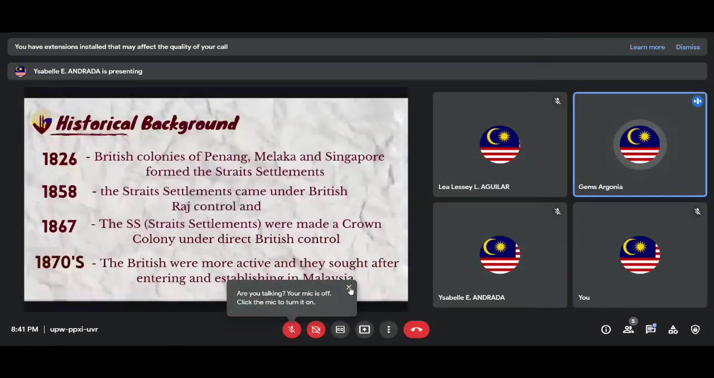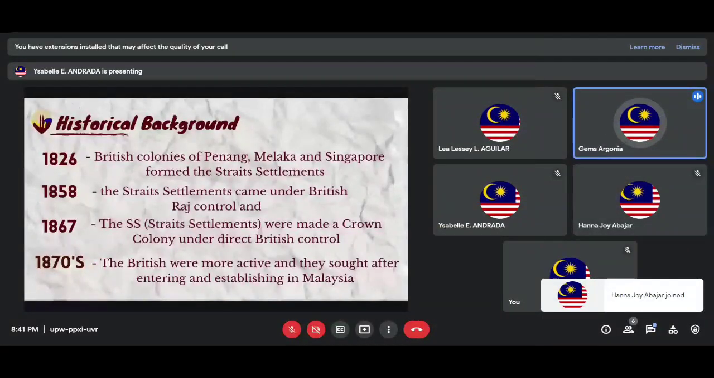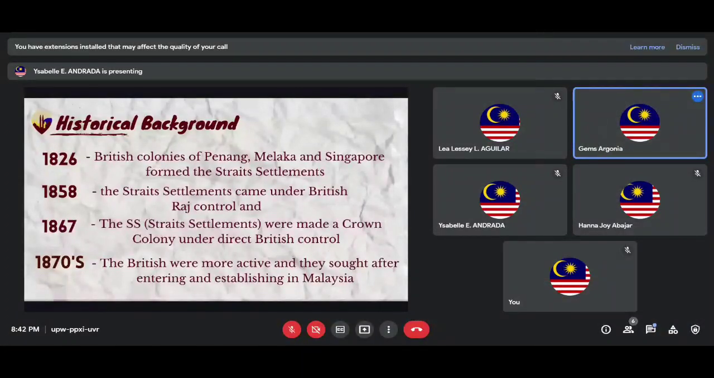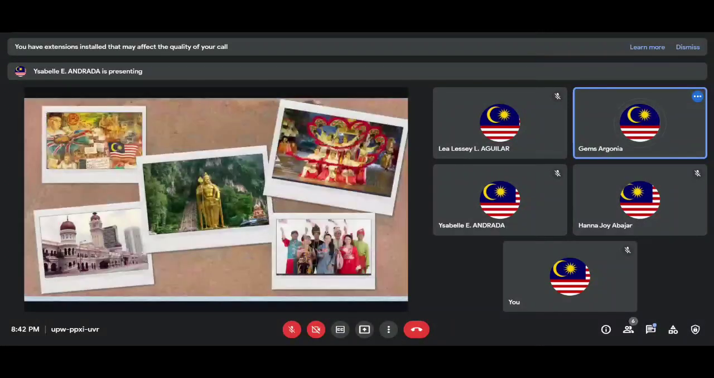So let's talk background. Let's start in 1826. British colonies Malacca and Singapore formed the Straits Settlements. In 1858, these came under British Raj control. Later, the Straits Settlements were made a crown colony under direct British control. The British then became more active in seeking to expand into Malaya.